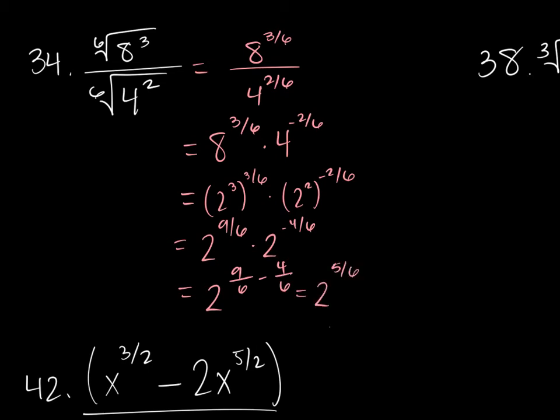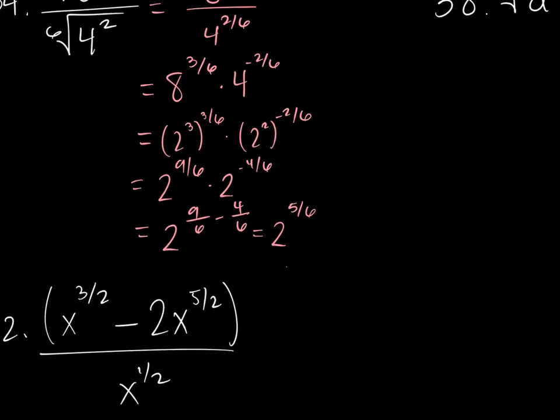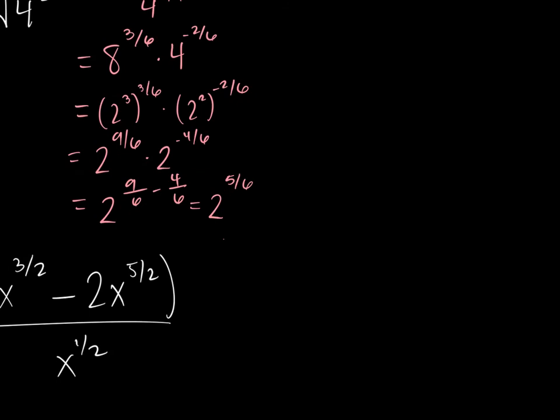We can evaluate this, right? So the first thing I'm going to do is rewrite this in terms of the 6th root of 2 to the 5th. 2 to the 5th means I have 5 2's, right? So that's going to be the 6th root of 32. And that's my answer.